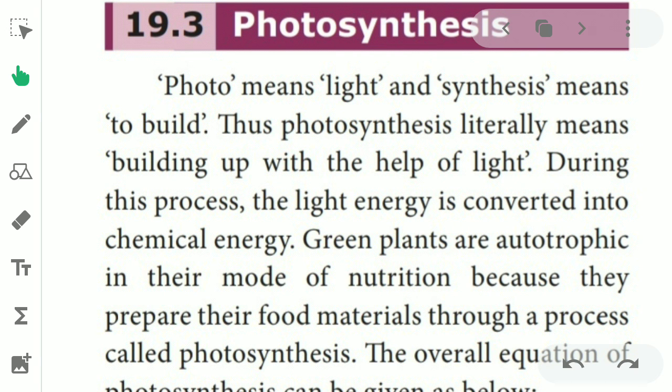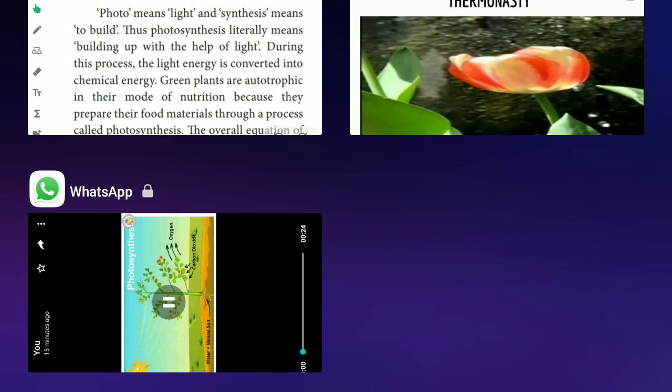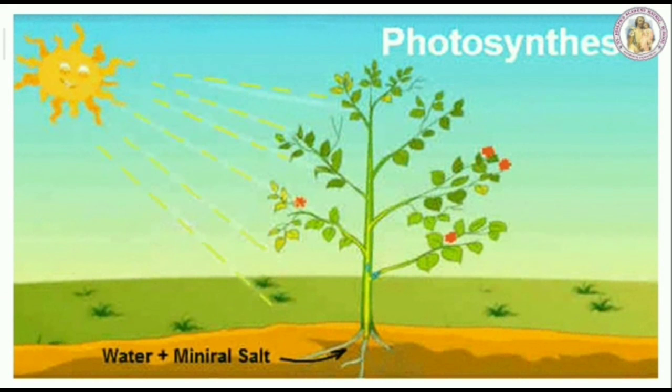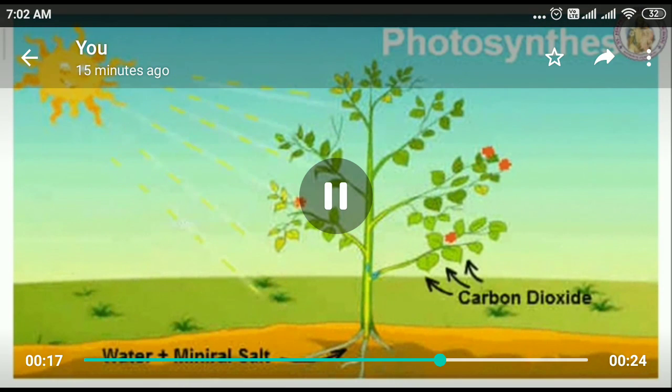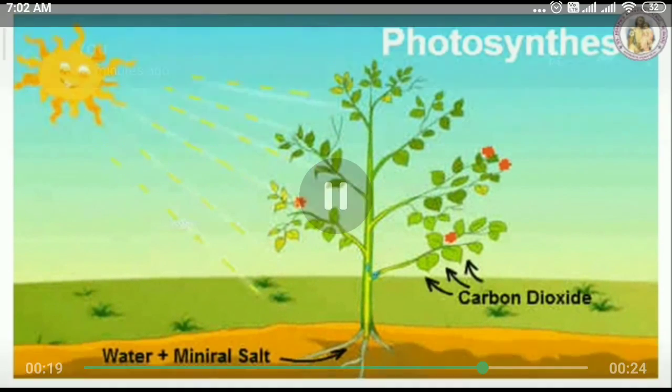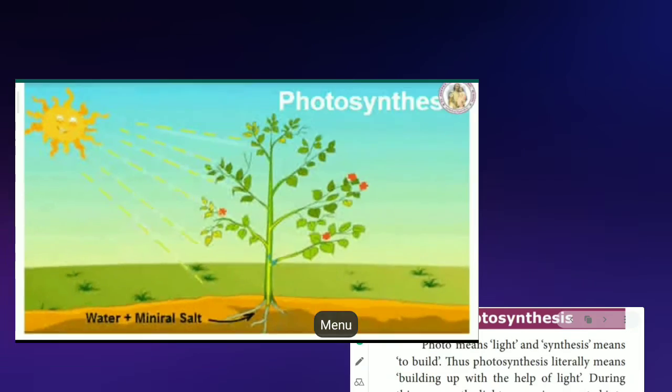Green plants are autotrophic. Auto means self. They prepare their own food, their own mode of nutrition, through the process of photosynthesis. The plant absorbs sunlight, water and minerals from the soil, and absorbs carbon dioxide from the atmosphere, and prepares food. When preparing food, oxygen is eliminated. During respiration, oxygen is taken in by the plant.